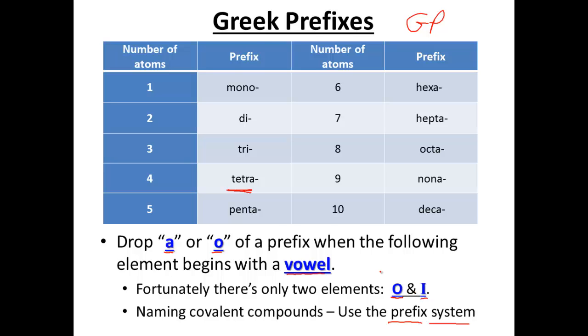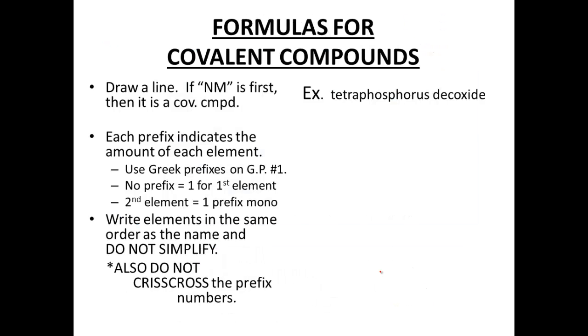So to go through a couple practice problems. First off, we're going to draw a line after the first element. If it's a nonmetal, so we're going to look at tetraphosphorus decoxide. Draw a line after that first element. Phosphorus and oxygen both are nonmetals. So if they're both nonmetals, then we're going to be able to say that it's a covalent compound.